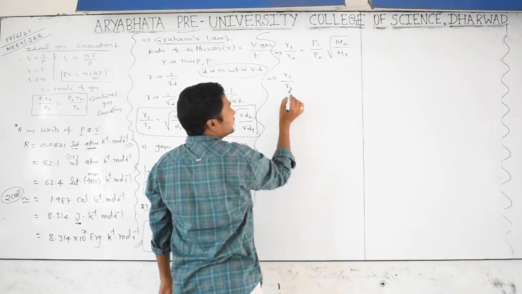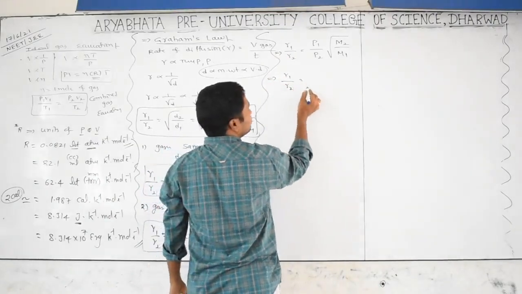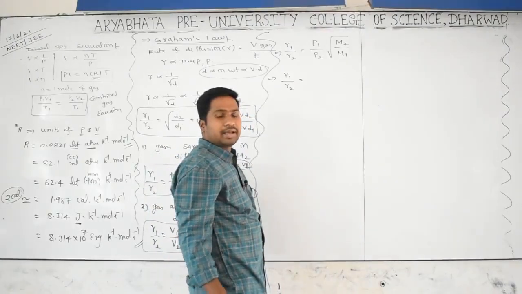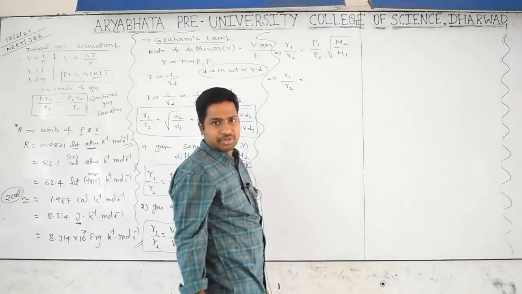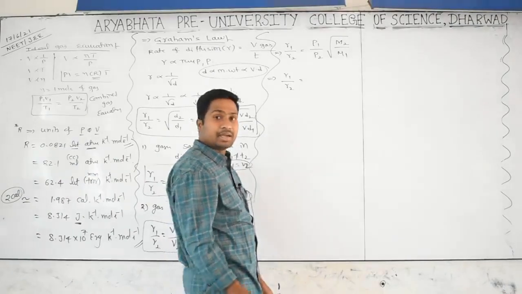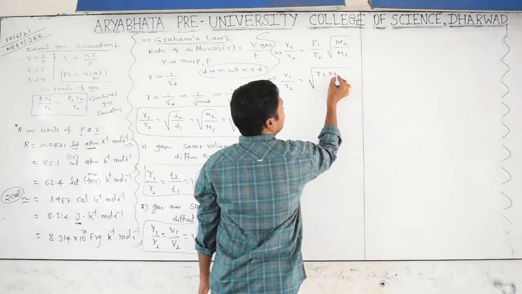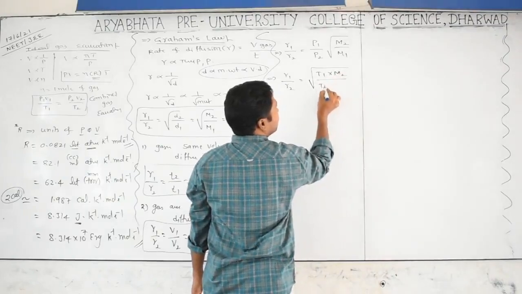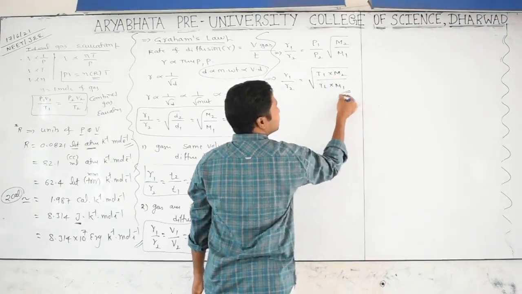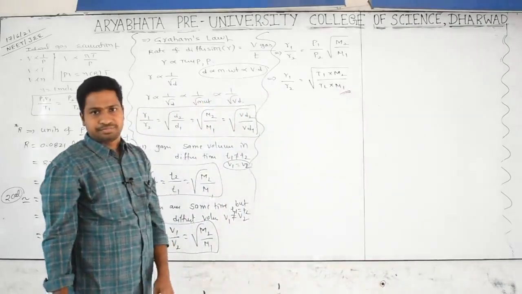Rate of diffusion of the first gas to the second gas is directly proportional to the square root of temperature. It comes from the KMT, kinetic molecular theory of gases. Then we get T1 into M2 by T2 into M1. These formulas are very, very helpful to us.